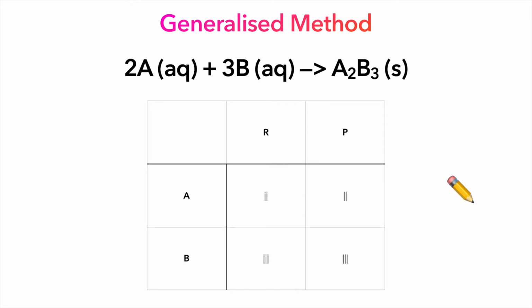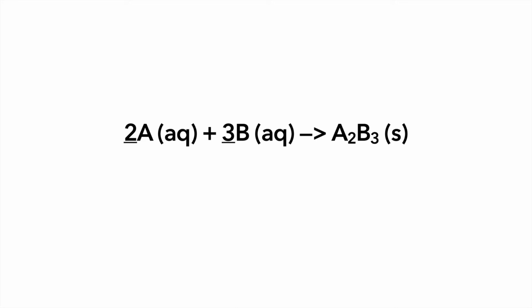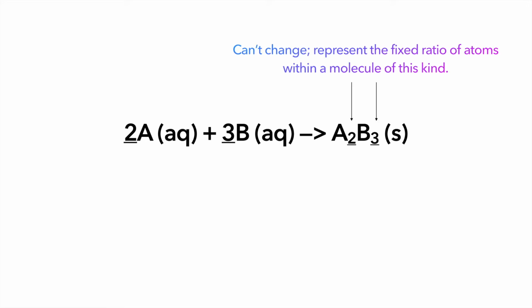One last thing to note is the difference between the coefficients of A and B, which are the numbers I multiplied them by to balance the equation, with the smaller, subscripted numbers to the right of A and B in my product. The subscripted numbers represent the fixed ratio of A and B in the product molecule. We can't change these numbers, since doing so would change the identity of our product. All we can do is multiply the number of reagents or products by some number, or some coefficient, like I've done on the reagent side, in order to balance the equation.